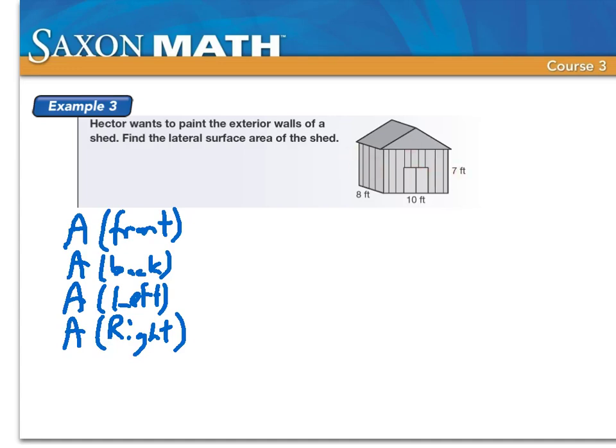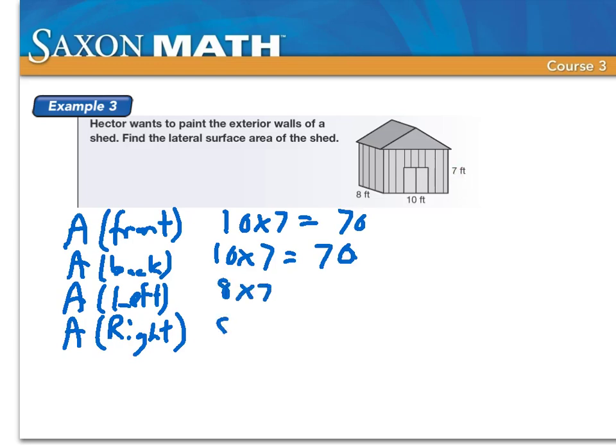So the area of the front, well, the dimensions are 10 by 7, which is 70. And that has to be the same as the back. And the left and the right need to be the same as well. Well, I can see the left right here is 8 by 7. That means the right has to be the same thing, 8 by 7. And 8 times 7 is 56.